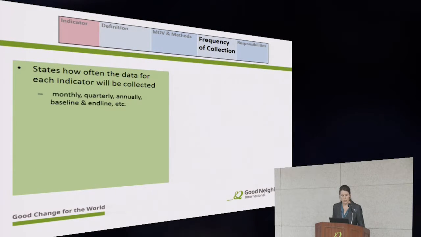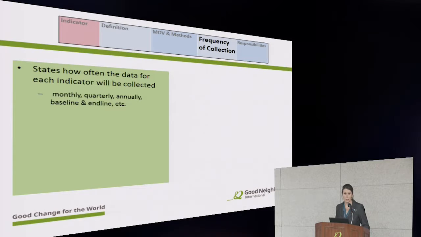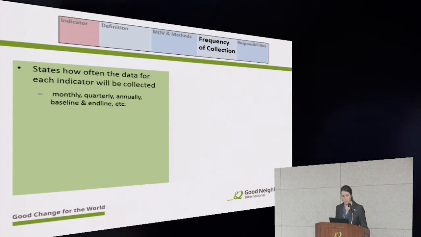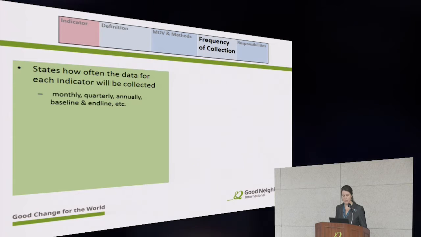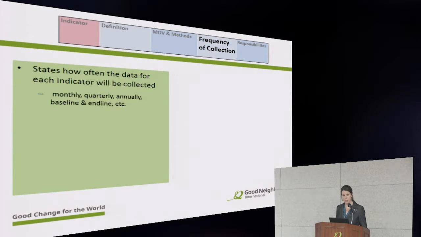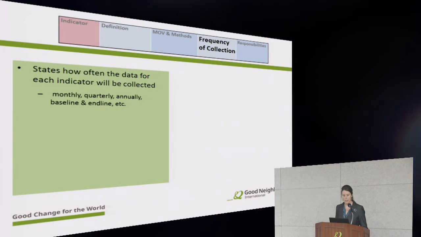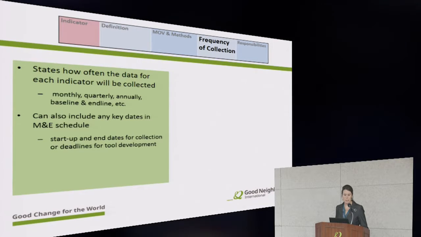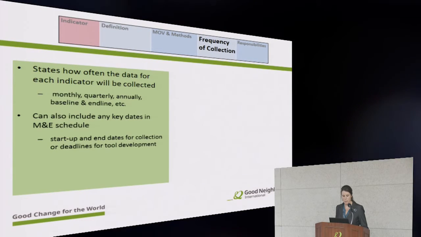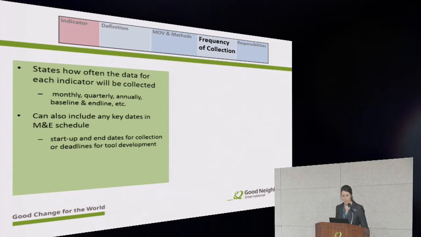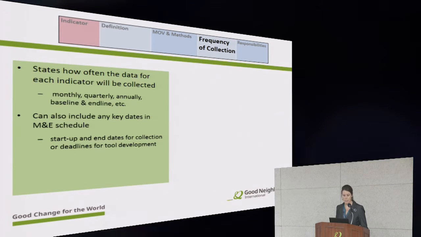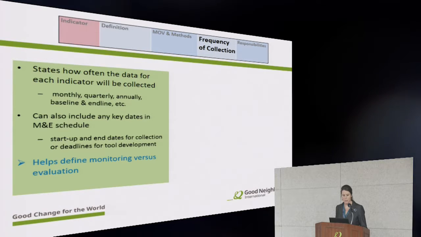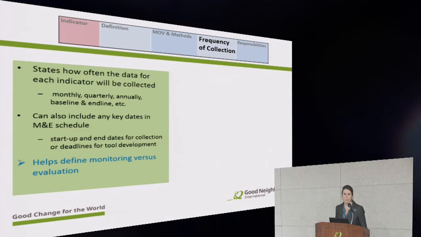Then you need to explain how often you plan to collect data for each indicator. So this will state whether you're collecting monthly, quarterly, annually, at baseline and endline. You can also include any important dates, such as startup and end dates for tool development or deadlines. And this column helps us think about what's monitoring versus what's evaluation when it comes to our indicators.